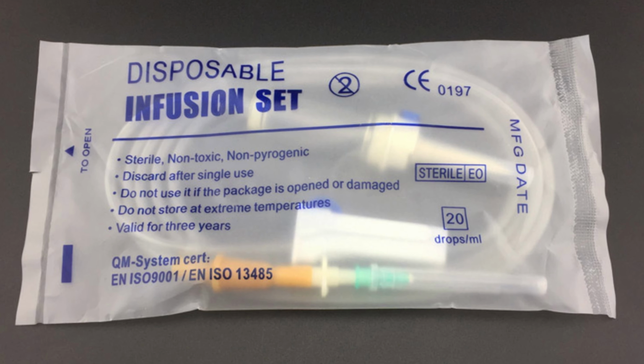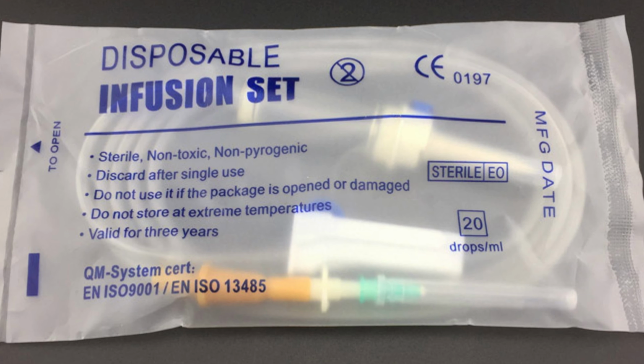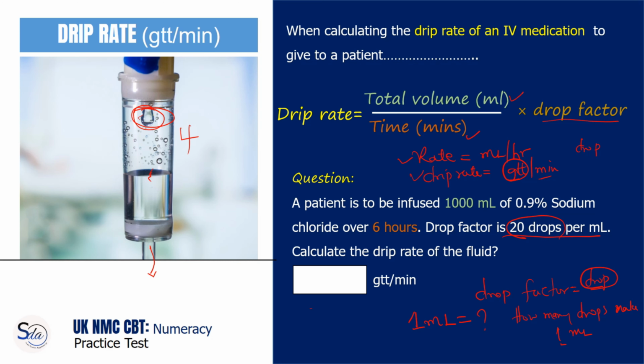And one thing I want you to understand is that IV fluids are normally given through giving sets. We have different giving sets. We may have a giving set that can give 20 drops per ml. We have a giving set that can give 15 drops per ml. We have a giving set that can give 60 drops per ml. So most times the drop factor will be on the giving set.